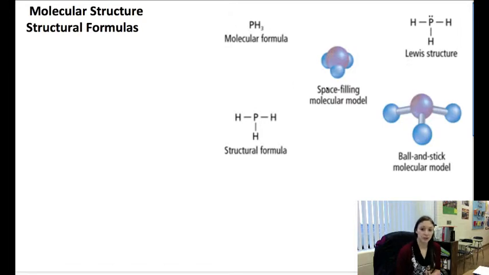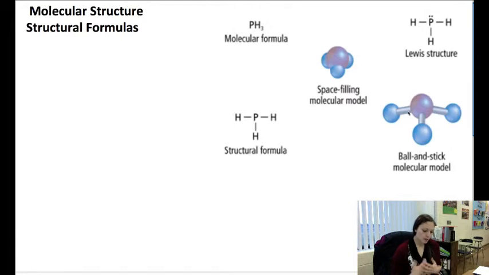We have space-filling models, which are the more visual, where the bigger the size of the atom, the more space it takes up. You can have a structural formula, which just connects the atoms together. You have a Lewis structure, which actually shows the electrons and the lone pairs. And then you can have what's called the ball and stick molecular model, where we have sticks in between to connect the two atoms. And you're not seeing different sizes here, just spheres on the end.